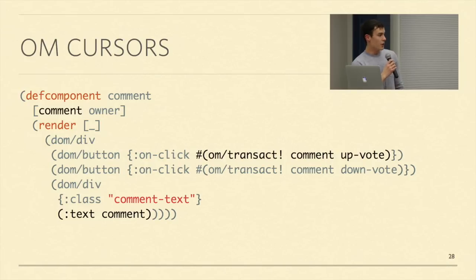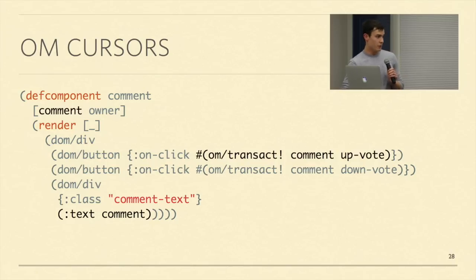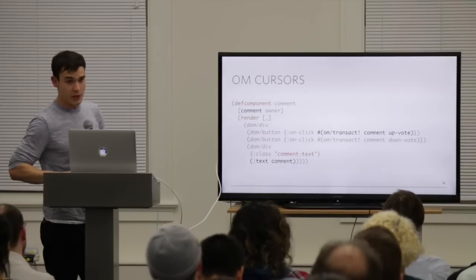If we wanted to modify the state with this function called upvote, which is a pure function, we can transact upon this particular comment. Again, no knowledge of where we are in app state. And we can just use our cursor like normal data by getting out values at the bottom. So at the bottom, we pull out the text, the value at the text key. So this is pretty nice and declarative, right?